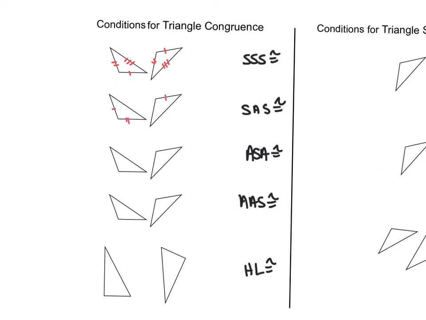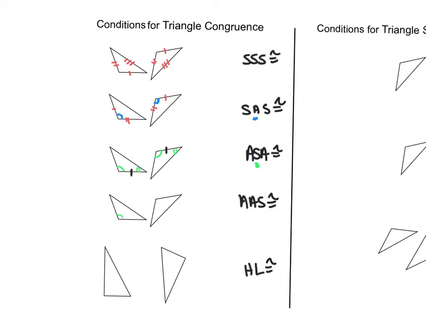Side angle side is where you have 2 pairs of congruent sides and the angle in between the 2 sides are also congruent, the angle pairs. Okay, so the angle has to be between the 2 sides for side angle side. Looking at angle side angle congruency, I have 2 pairs of angles that are congruent in both triangles. I also have a pair of sides that are congruent, and that pair of sides has to be between the 2 angles.